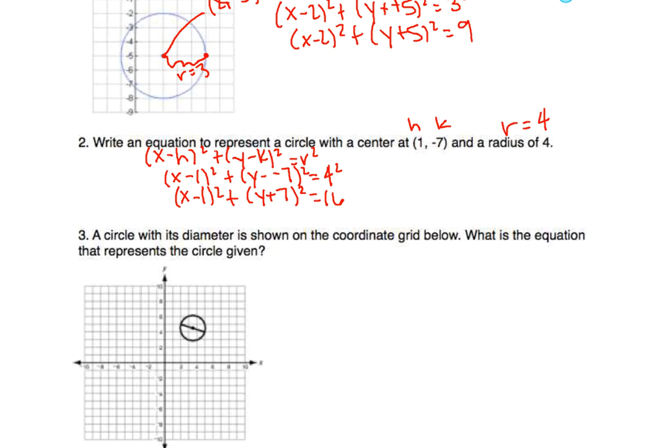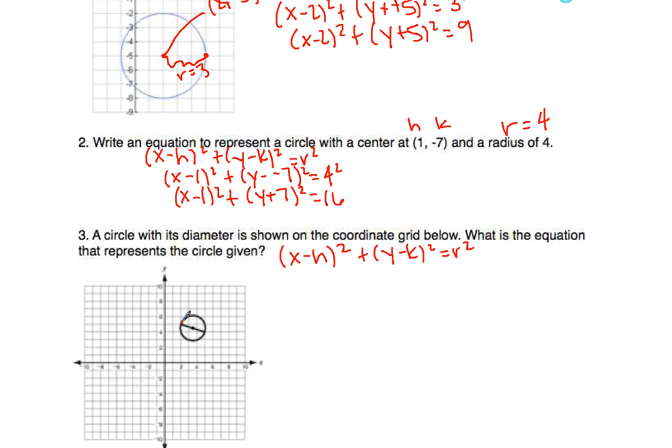Number 3 says a circle with its diameter is shown on the coordinate grid below. What is the equation that represents the circle given? So you're again writing the equation of a circle. So it's going to end up looking like (x - h)^2 + (y - k)^2 = r^2. Because it tells you that you have the diameter that is from here to here, your radius would be half of that. So if I could find the distance of my diameter, I could find my radius by dividing that in 2, and I can also find my center by taking the midpoint of that diameter.